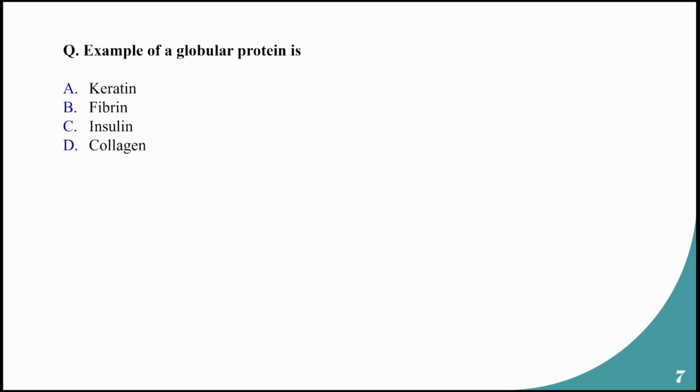So examples of globular proteins will be your enzymes, your different transport proteins, hormones, and so on, right? So in this particular case, it will be insulin, right? The others are considered as fibrous proteins.